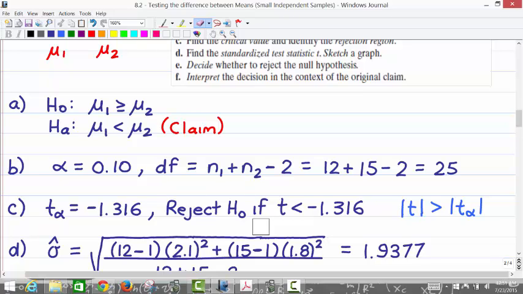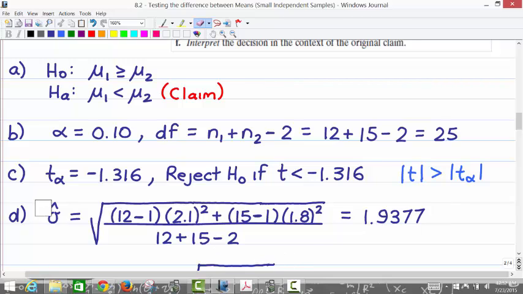Sometimes negative numbers can get tricky. So if you want to use the absolute value, it's like using the symmetry of the curve. You can make your calculated test statistic positive, and if that positive is greater than 1.316, made into a positive, then that's also reject. It's just mirroring it over to the other side, because I think sometimes students find it easier to deal with positive numbers than negative numbers.